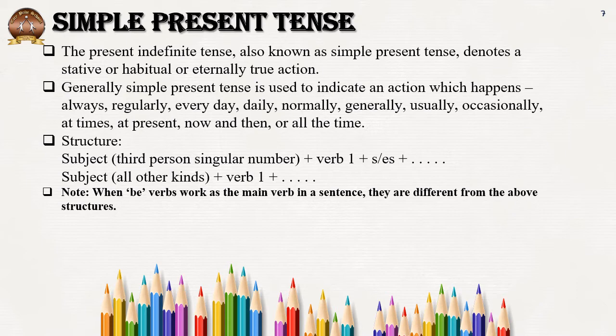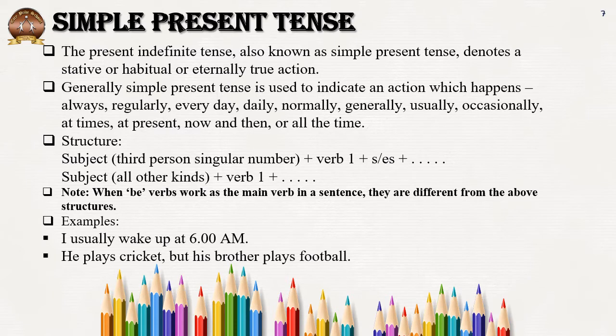When be verbs work as main verbs in a sentence, not all the time are the main verbs, the action words, seen. Sometimes the sentences just have the helping auxiliary verb and they act as the main verbs, the be forms. We have already studied this in the verbs, and then they have a different structure. I usually wake up at 6 a.m. These are a few examples.